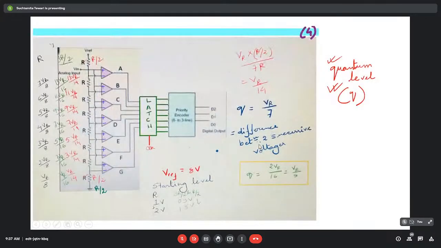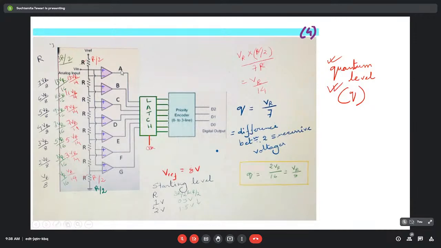Now, in this particular case, two most important things we can observe from here. One is the conversion time that we are going to talk about. Another one is circuit complexity. Circuit complexity means how many complex circuit elements have been used in designing this whole ADC.